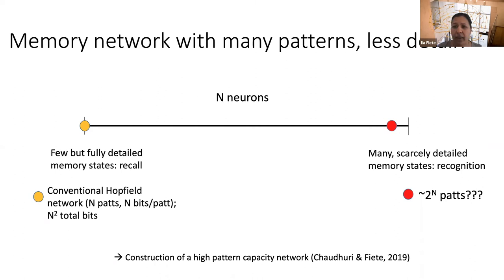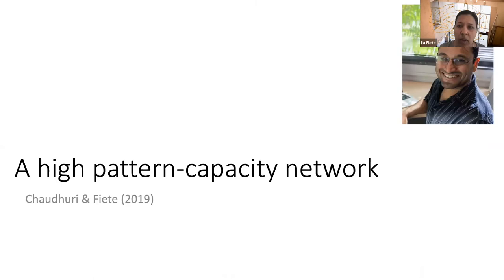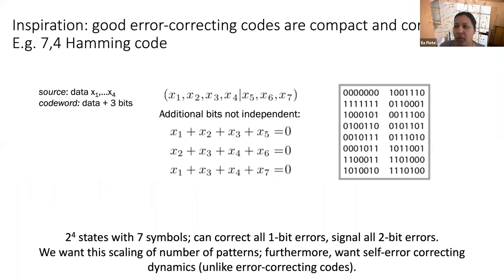So the first thing then that I'll tell you about is work with Rishidev Chaudhary, who's now a faculty member at UC Davis. And he was in my group as a postdoc. And Rishi is a wonderful person and a wonderful scientist. And together we had a lot of fun thinking about this question of, is it possible to build networks? Can we build in a Hopfield network a very large number of fixed points, and moreover, the fixed points are all robust?